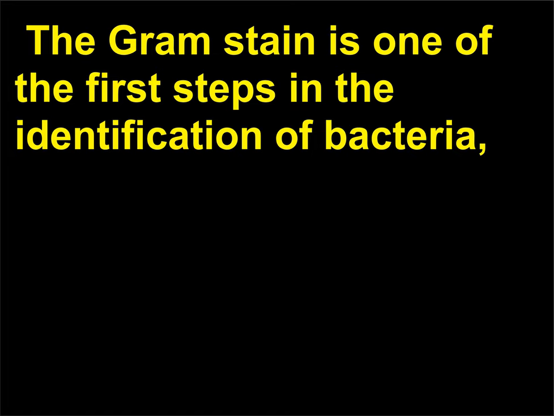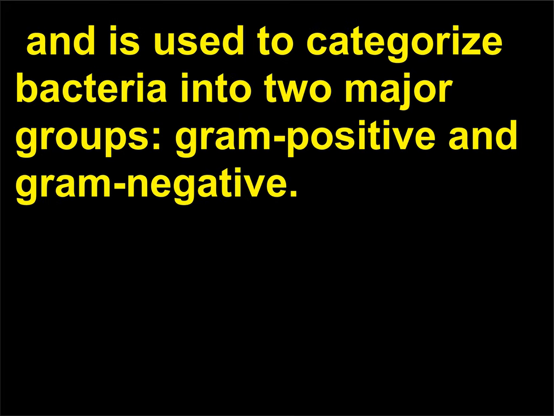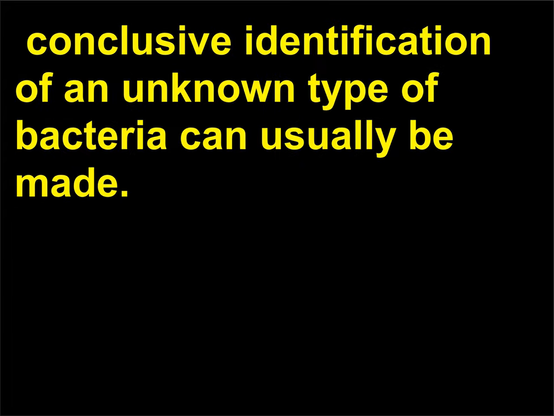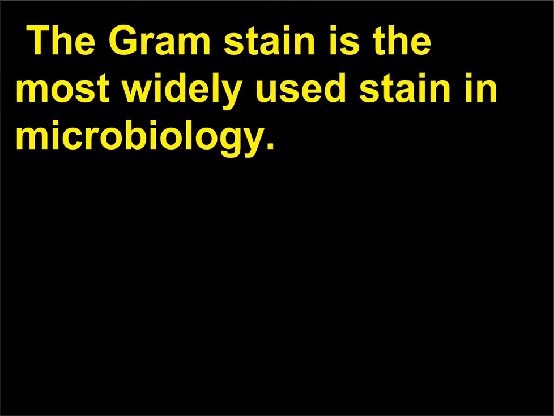The Gram stain is one of the first steps in the identification of bacteria and is used to categorize bacteria into two major groups, Gram-positive and Gram-negative. When the Gram stain is combined with other information on cellular morphology and biochemical characteristics, conclusive identification of an unknown type of bacteria can usually be made. The Gram stain is the most widely used stain in microbiology.